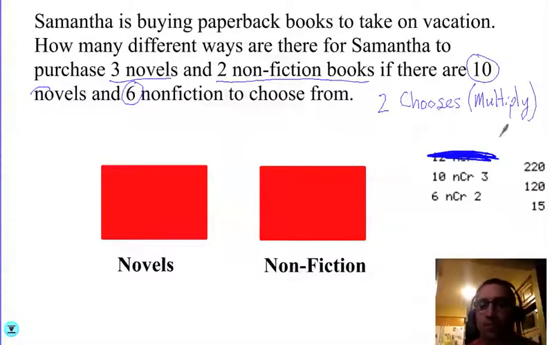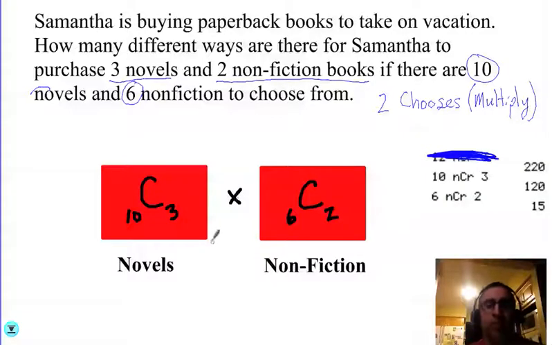First, we're going to choose novels. And again, it doesn't matter what order she's choosing them, so it's a combination. There are 10 total novels and she's got to choose 3. We get the information from the problem, 3 and 10. And for nonfiction, again, the order is not important: 6 choose 2. And when we have multiple steps, we're going to multiply those together for our answer.